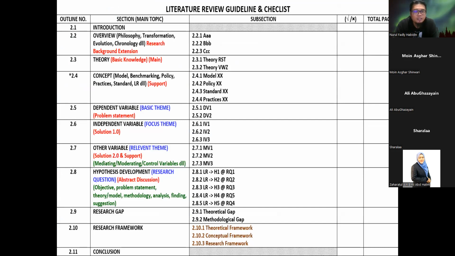Okay, you have 2.1 introduction, 2.2 overview, 2.3 theory, 2.4 concept, 2.5 dependent variable, 2.6 independent variables, 2.7 other variables, 2.8 hypothesis, 2.9 research gap. You can also use this outline. I add 2.9 research gap and 2.10 your research framework. You combine all of these things together. 2.10.1 is theoretical framework, 2.10.2 is your conceptual framework, 2.10.3 is research framework. See, this is option number 2.